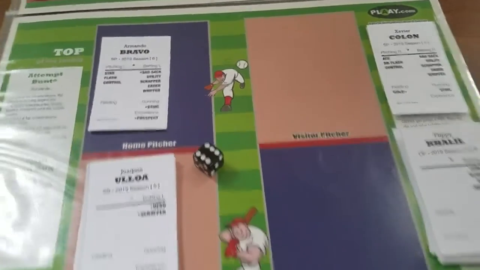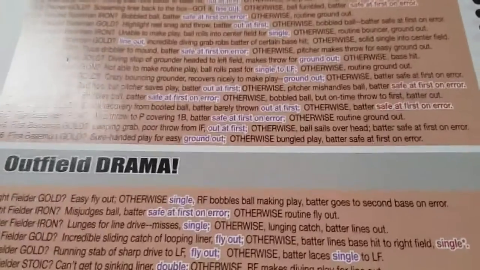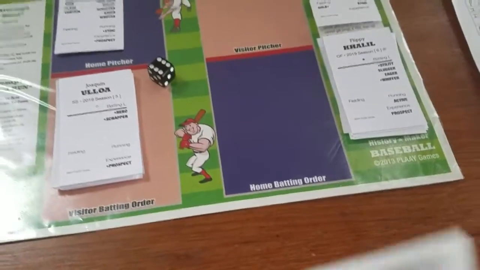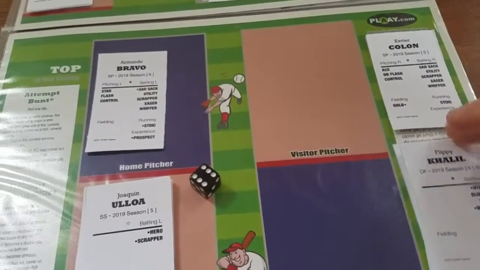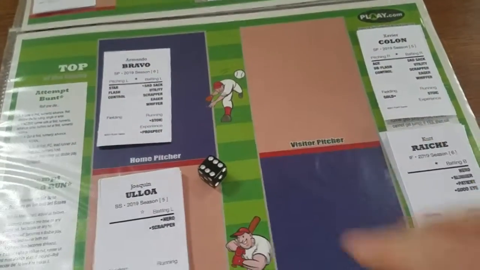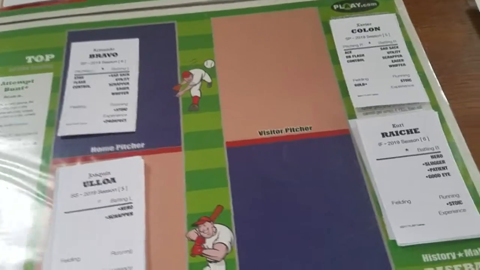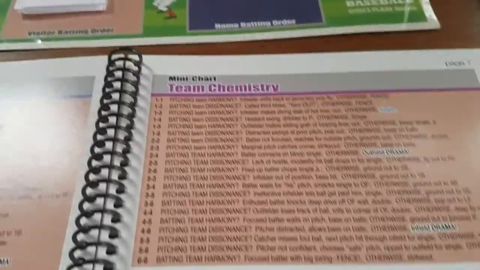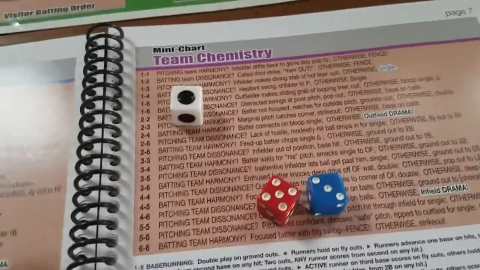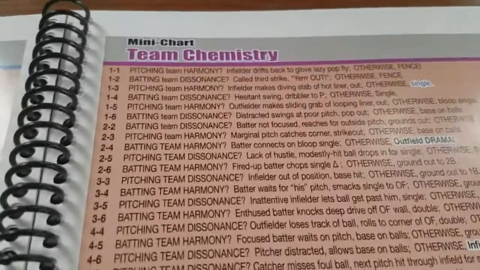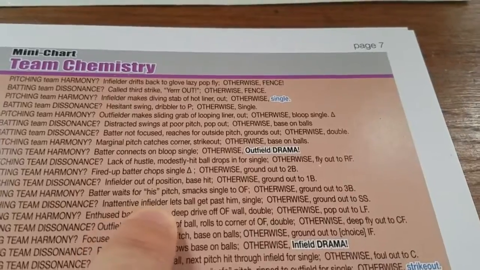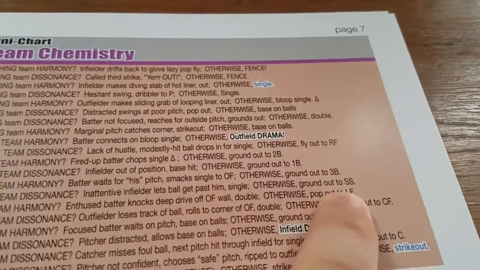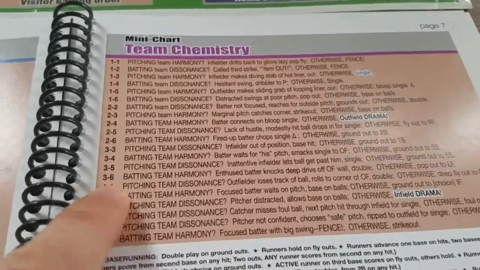So it's a single, and the word single, if you look at this, is in purple. Anytime you see purple, that means we're going to the chemistry chart. So we go to the chemistry chart for the next at bat. Felipe Khalil is on first base. And that'll bring up Kurt Raish, shortstop, and he's going to roll off the chemistry chart. Both teams semi-harmonious. And now they're both harmonious. So it's a 3-5. 3-5 says pitching team dissonance. No, they're not dissonant. If they were, inattentive infielder lets the ball go past him for a single, otherwise ground out to short. All right, so it's a ground out to short with a lead die of 3.